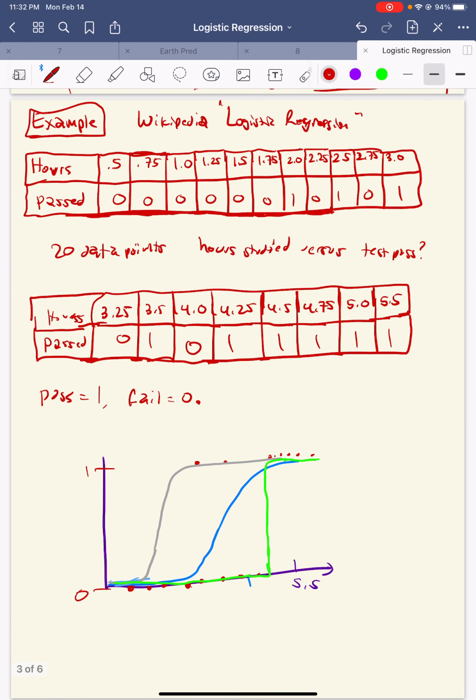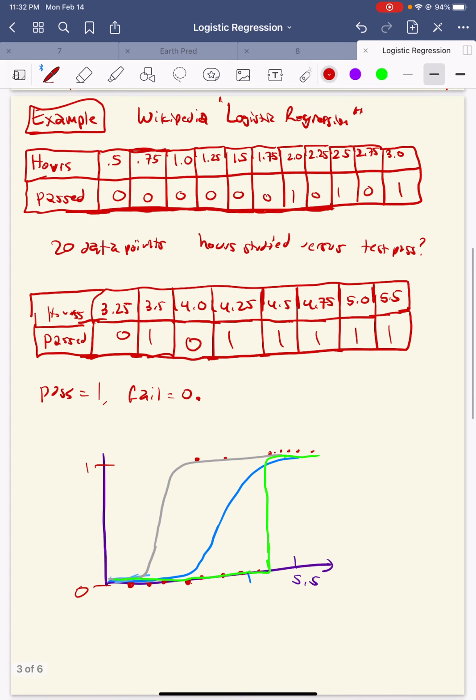Logistic is a pretty simple activation function. You might see something more complicated as you go forward. But I'm just going to go through a simple example, and you can get this one on the Wikipedia article for logistic regression. It's the same data, the problem solved on there. I'm just going to talk through it.